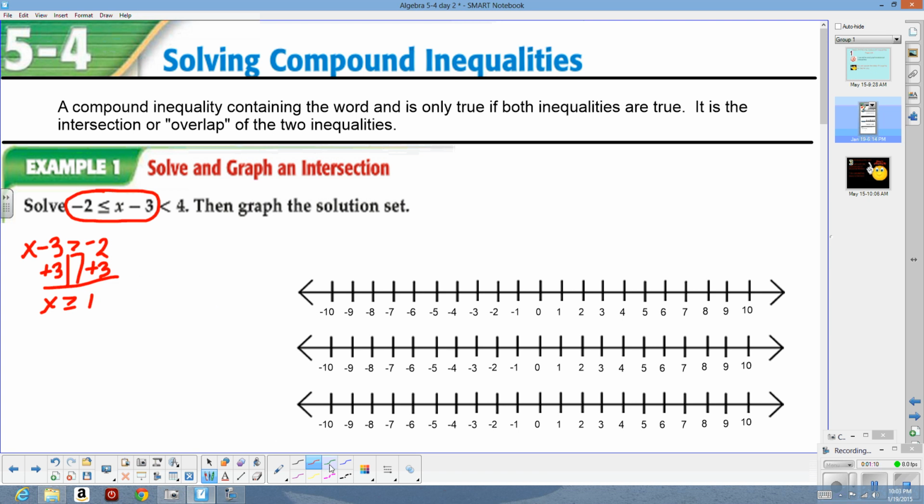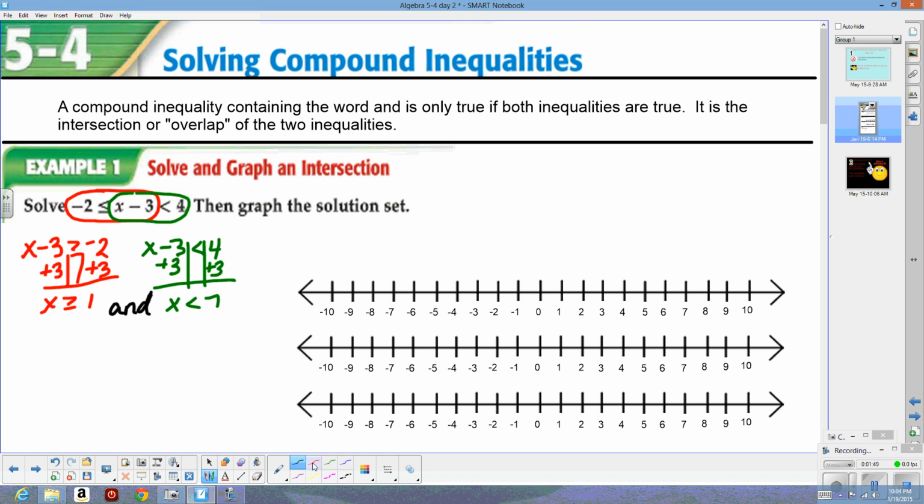And now I'm going to go ahead and solve the second one, the second half, this piece right here. X minus 3 is less than 4. To solve this inequality, you would add 3 to both sides. And you will have x is less than 7. When you come across an inequality like this, written this way, it is one with the word "and" in between them.